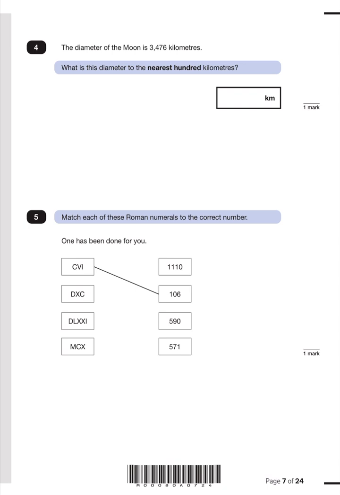Number 4. The diameter of the moon is 3,476 kilometers. What is this diameter to the nearest 100 kilometers? You can see the 7 is greater than 4, so I'm rounding up to 3,500.